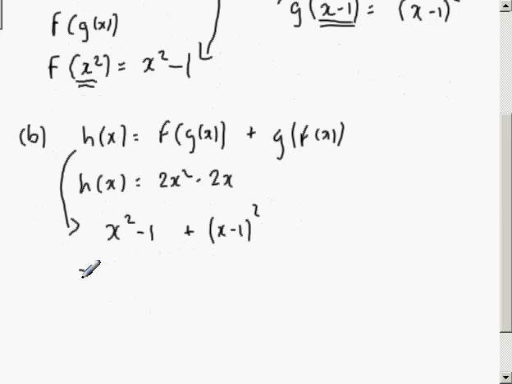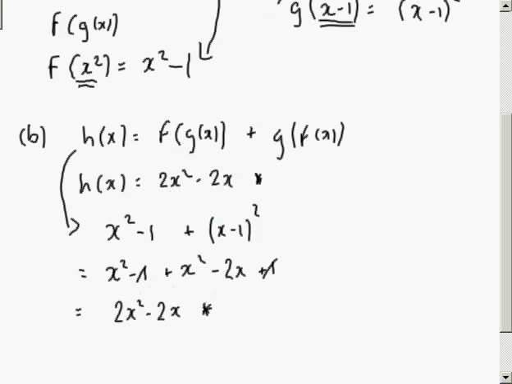So let's expand out and simplify to see if we can get 2x squared minus 2x. So x squared minus 1 plus, and if we expand out x minus 1 all squared, that will give us x squared minus 2x plus 1. You can see that the plus 1 and the minus 1 will cancel out. So we've got x squared plus x squared, that's 2x squared, and we have a minus 2x, and indeed we've proven that we can get the function simplified to 2x squared minus 2x.